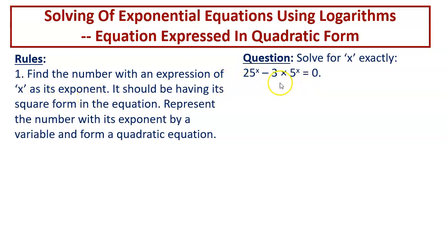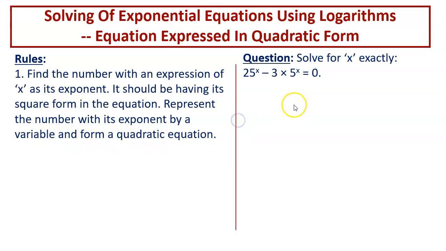We are in fact seeing two numbers in this equation. One is 5 raised to the power of x and the other is 25 raised to the power of x. Which one should we be taking? Or should we be taking both of them? Let us continue reading. It should be having its square form in the equation. Fine. That decides which one to be taken. Because 5 square is 25, which is in this equation, but 25 square is 625, that is missing in this equation. So we have to take 5 raised to the power of x and not 25 raised to the power of x. Represent the number with its exponent by a variable and form a quadratic equation.